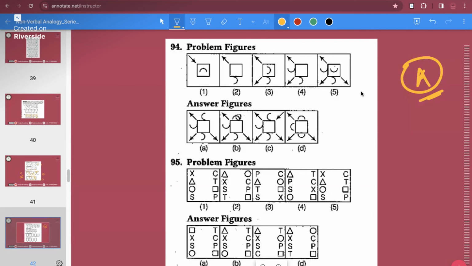Okay. A. Let's evaluate that. Okay. C has changed by 90 degrees. C has changed by 90 degrees. One thing is common over here, that there will be something like this outside for sure. Okay. Outside for sure.